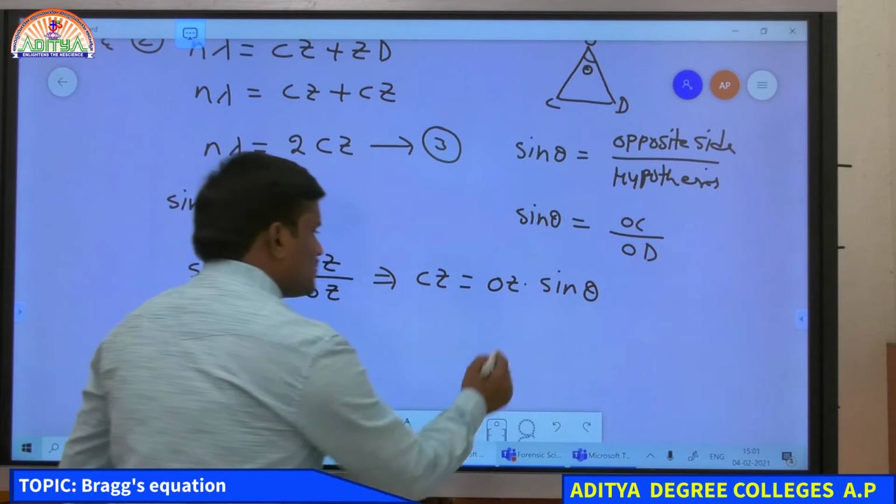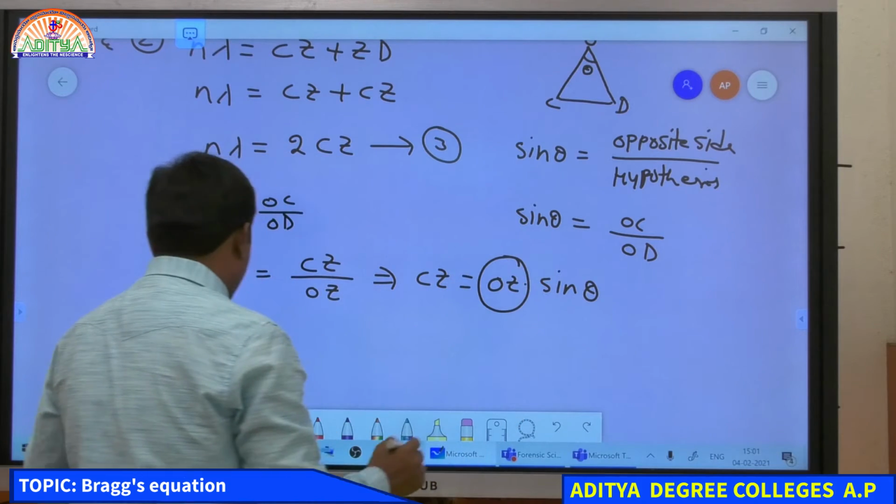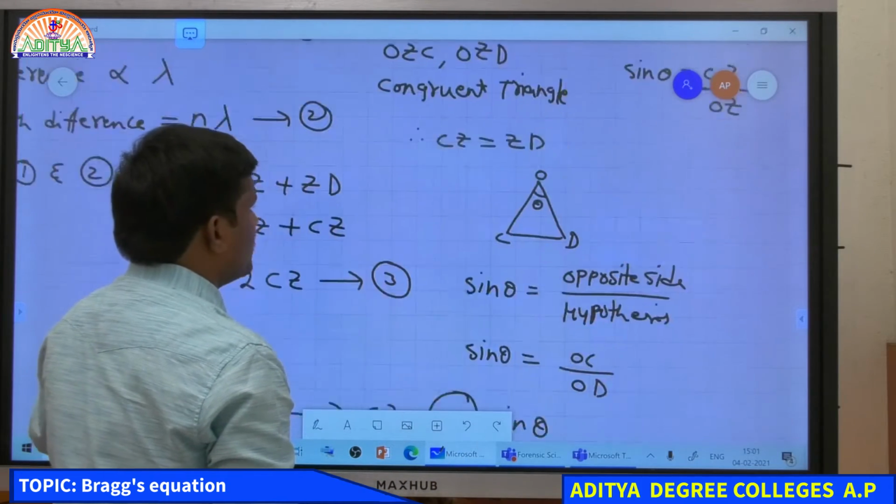So what is the value of OZ? Again look at the diagram. The OZ value.